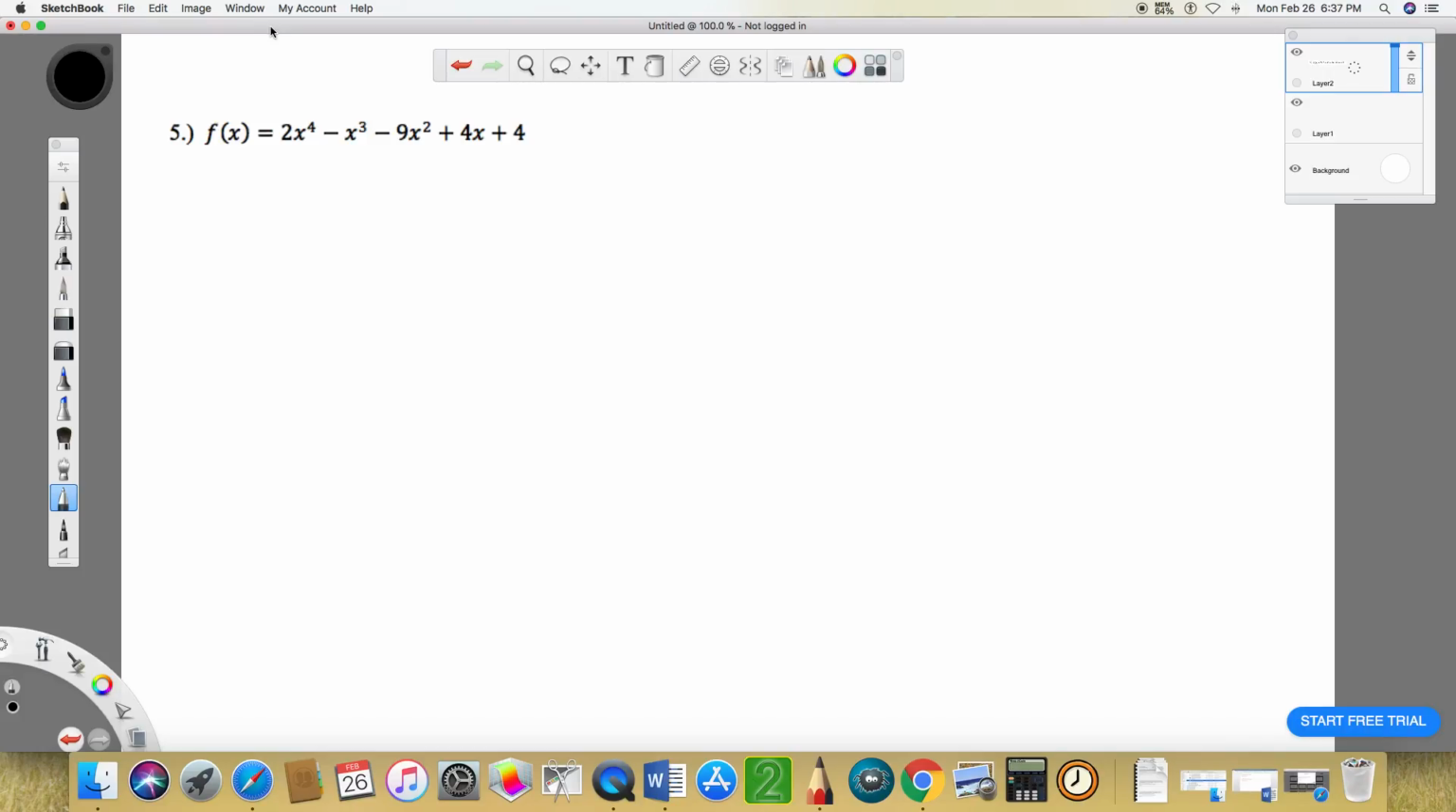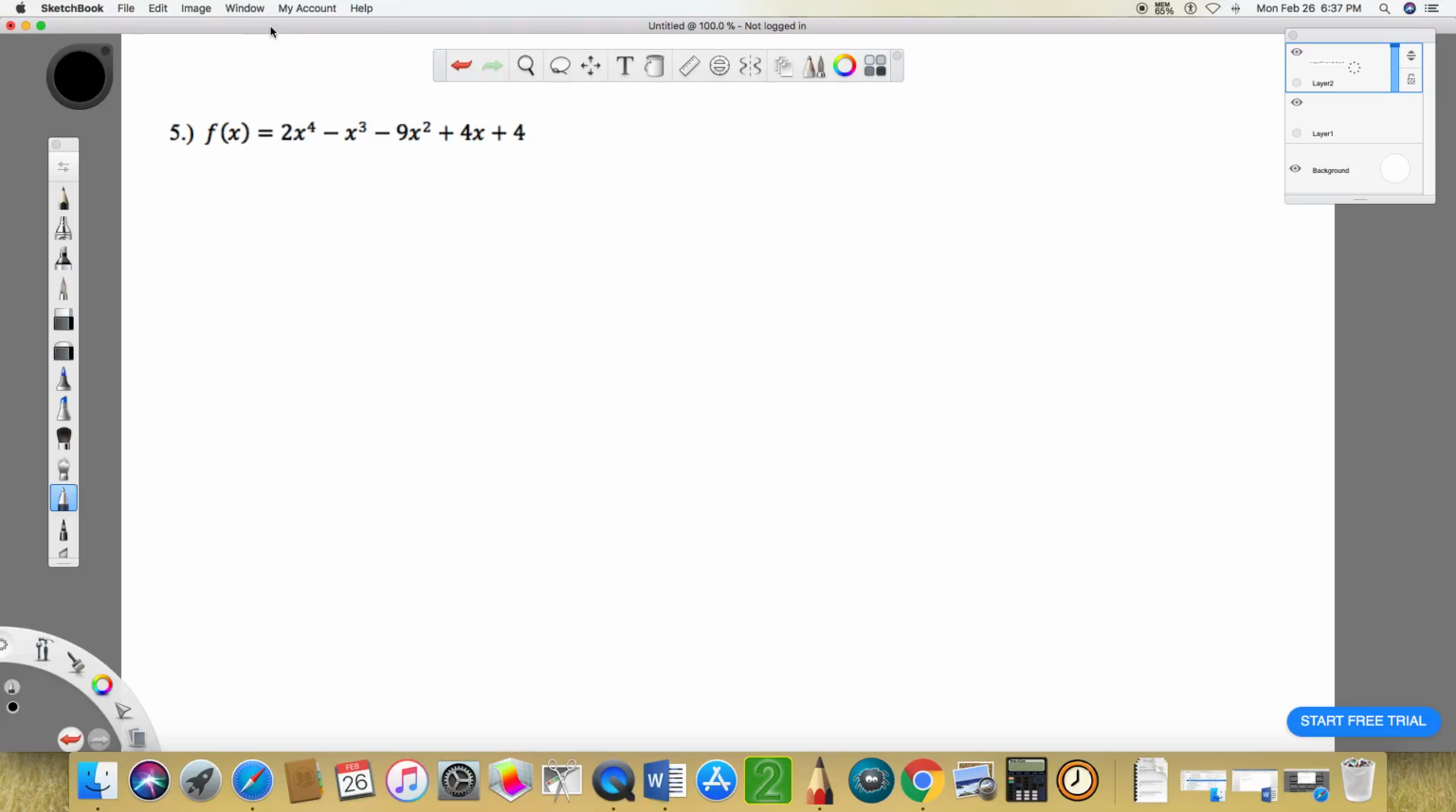Let's take a look here at number 5, this polynomial function of degree 4, and we want to find all the zeros of this function. Remember that zeros are just another word for x-intercepts, and sometimes they used to call them, most of the textbooks when I was in high school called them roots. They didn't use the terminology zero as much as they did roots. So it would say find the roots of this polynomial function.